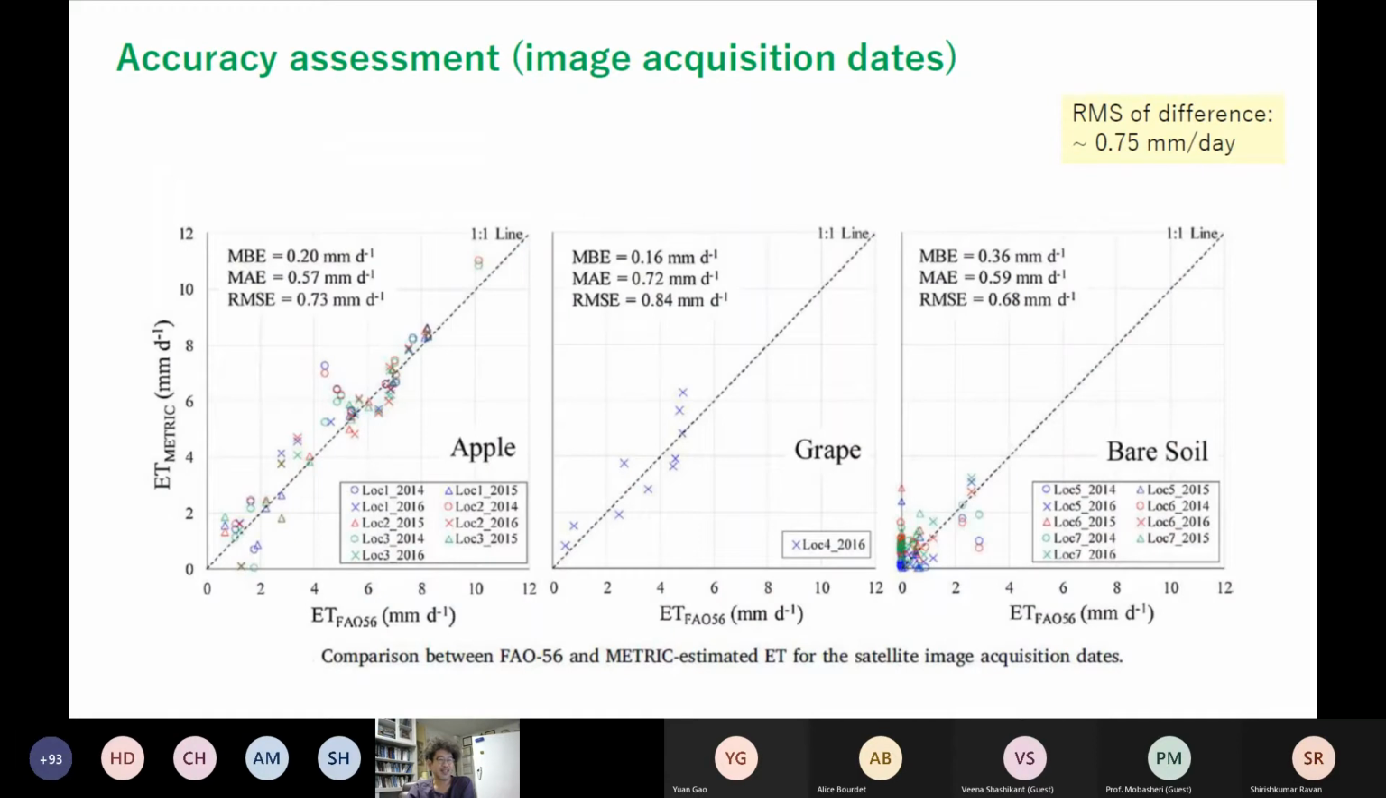This is a comparison, an accuracy assessment. The X-axis is the ground-based estimation for some specific agriculture field, and the Y-axis is the evapotranspiration estimated from the satellite. Fortunately, in these areas, our estimation was probably successful. This is about the satellite image date and type.